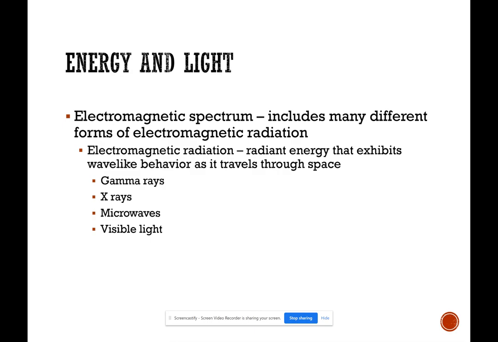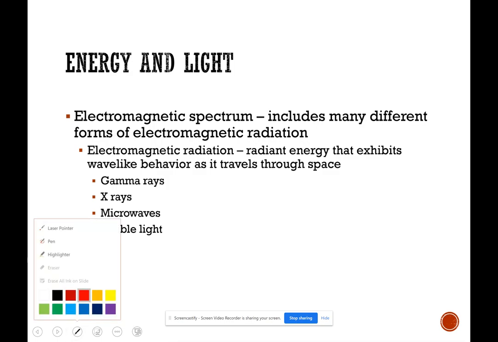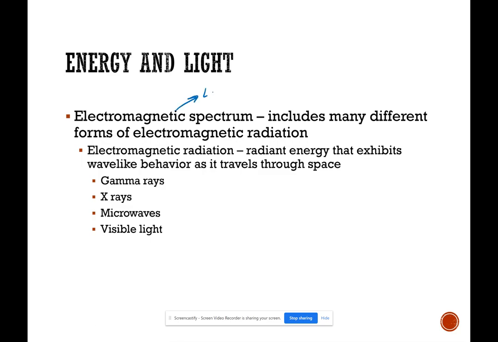The electromagnetic spectrum includes many different forms of electromagnetic radiation, like gamma rays, X-rays, microwaves, and visible light. But really, everything on the electromagnetic spectrum is called light. So even microwaves and radio waves are light, and they all behave the same way. They all exhibit wave-like behavior as they travel through space.